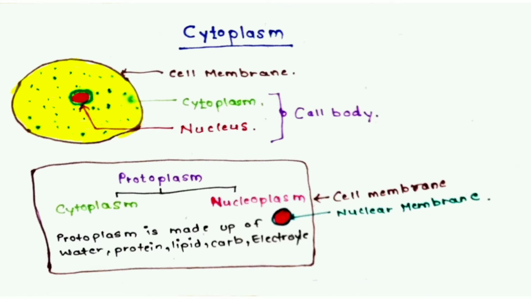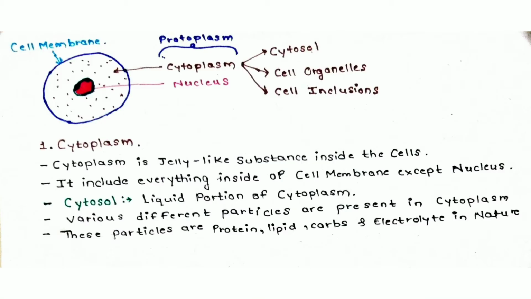Now what exactly is nucleoplasm? Nucleoplasm is the fluid present inside the nuclear membrane. And this protoplasm is made up of water, protein, lipids, carbohydrate and electrolytes. Now what is cytoplasm? Cytoplasm is also a jelly-like substance which is enclosed within the cell membrane. It includes everything inside the cell membrane except the nucleus.